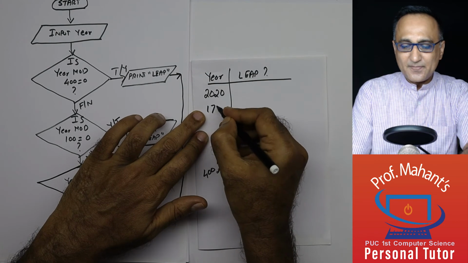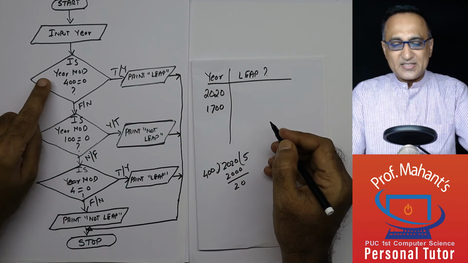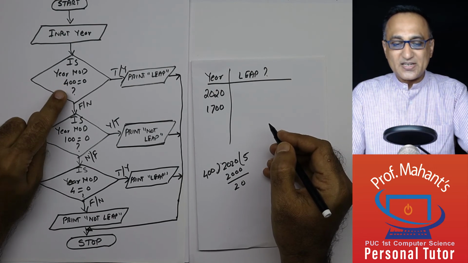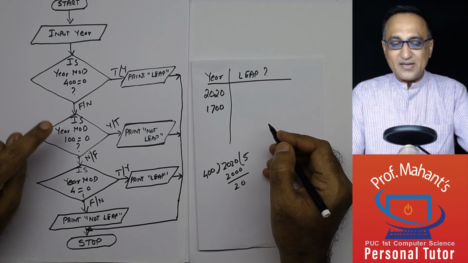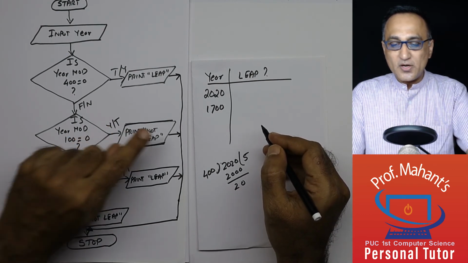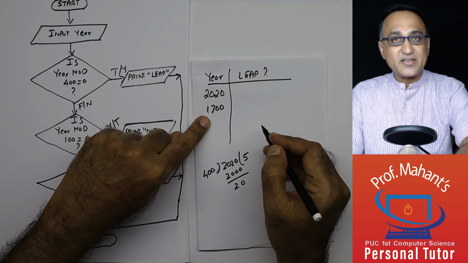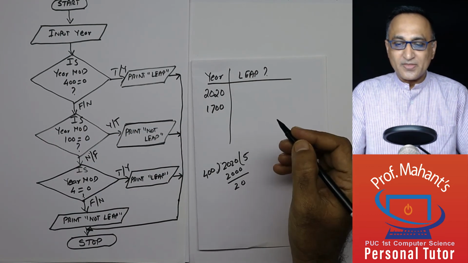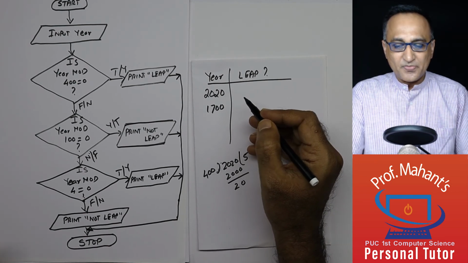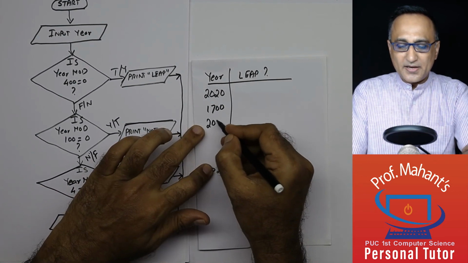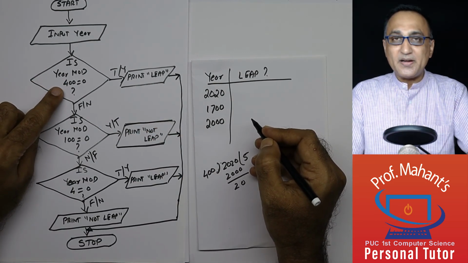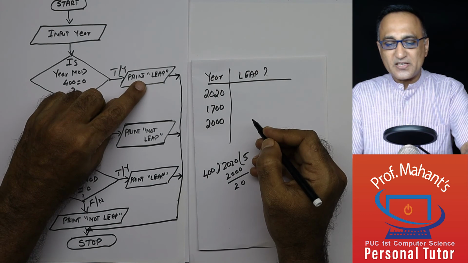Let us take the year 1700. 1700 divided by 400, the remainder is 100. So this condition is false. I come here. 1700 mod 100, the remainder is 0. This condition is true. But 1700 is not a leap year, which is correct, because if it is a century year, it should be divisible by 400 and the remainder should be 0. Now let's take a year like 2000. 2000 mod 400, remainder is 0. So straight away it prints leap year.